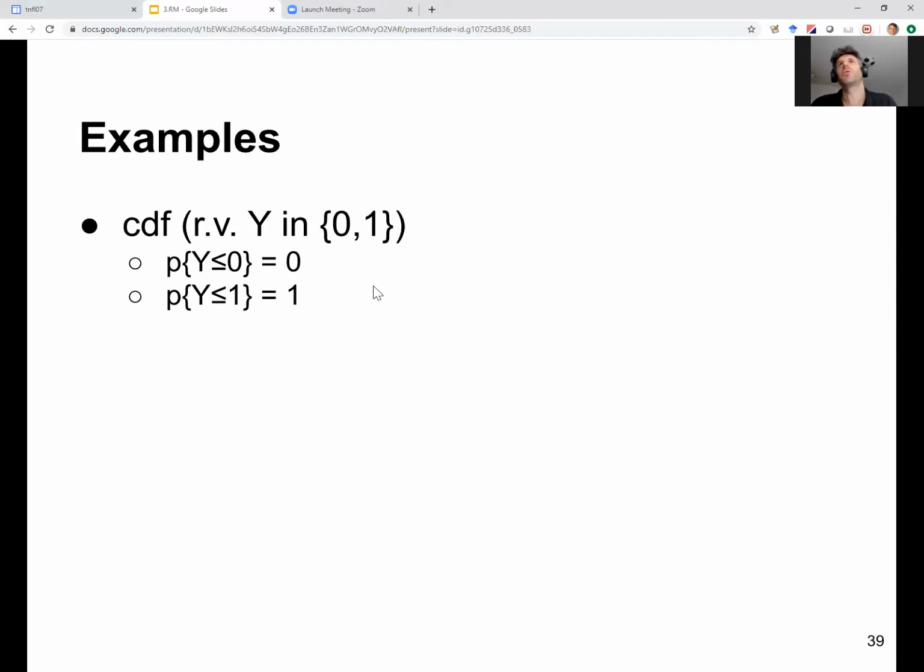But before the break, maybe you can look at this random variable. This random variable is a discrete random variable. It can be equal to 0 or 1. And here is its distribution function. The probability that y is at most 0 is 0, and the probability that y is at most 1 is 1. And my question to you is, what can you say about this random variable?